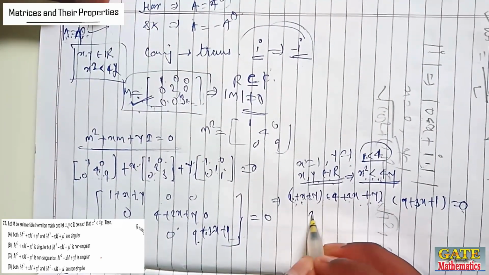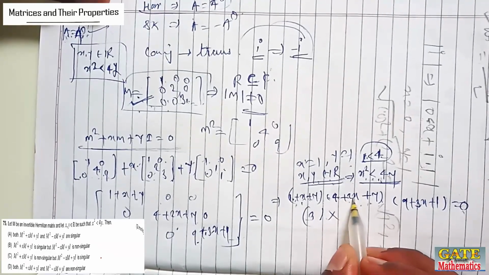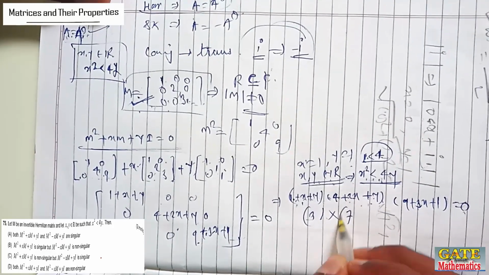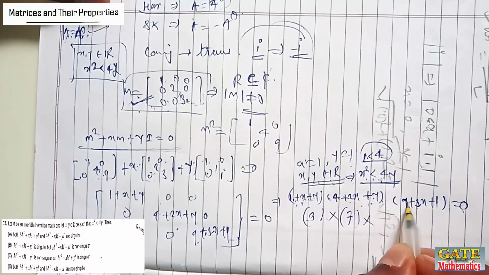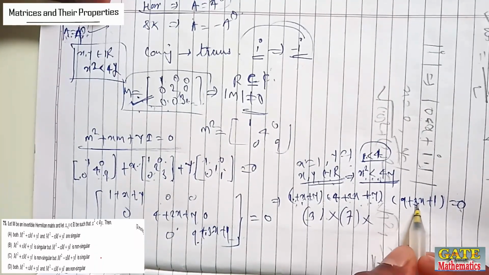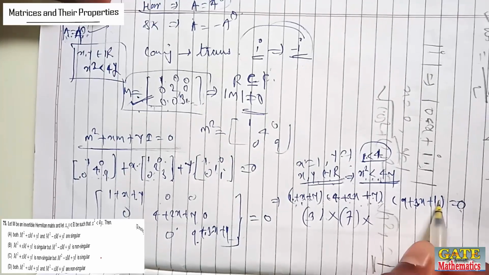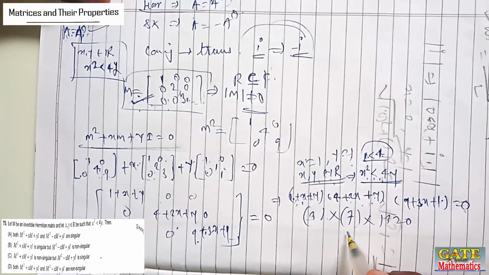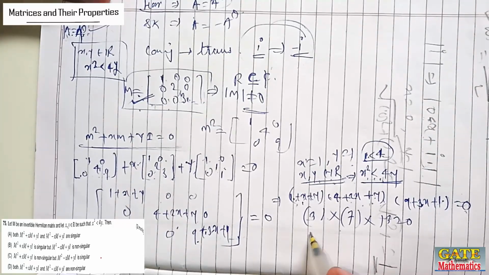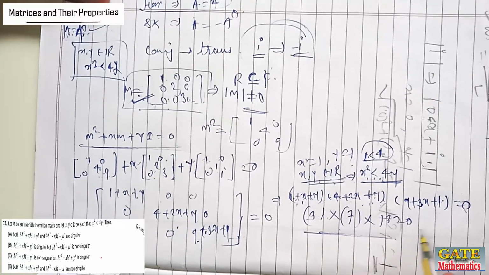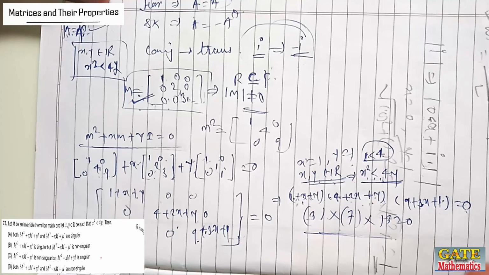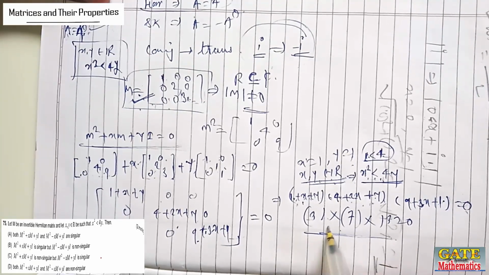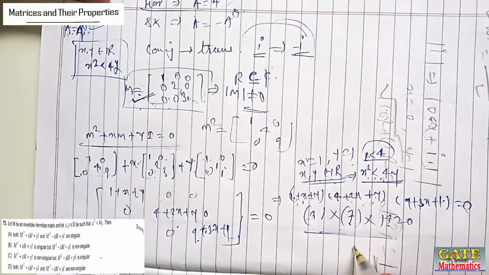1 plus 1 plus 1 is 3, multiplied by 4 plus 2 plus 1, that is 4 plus 3, 7, multiplied by 9 plus 3, 9 plus 3 plus 1, that is 13. Can we say that this one is 0? Is it 0? No, so we have to discard the option. We cannot make the option correct, we can discard the option. So 3 multiplied by 7 multiplied by 13, this is non-zero.